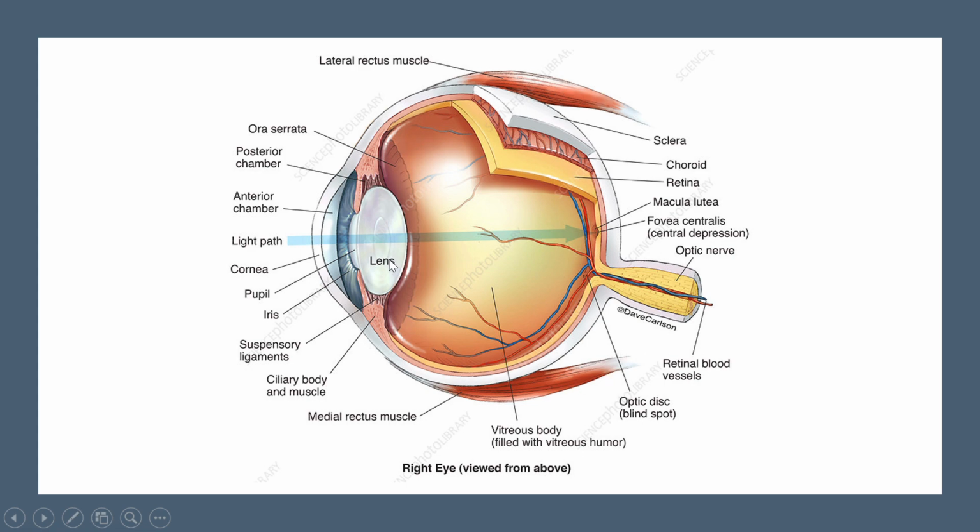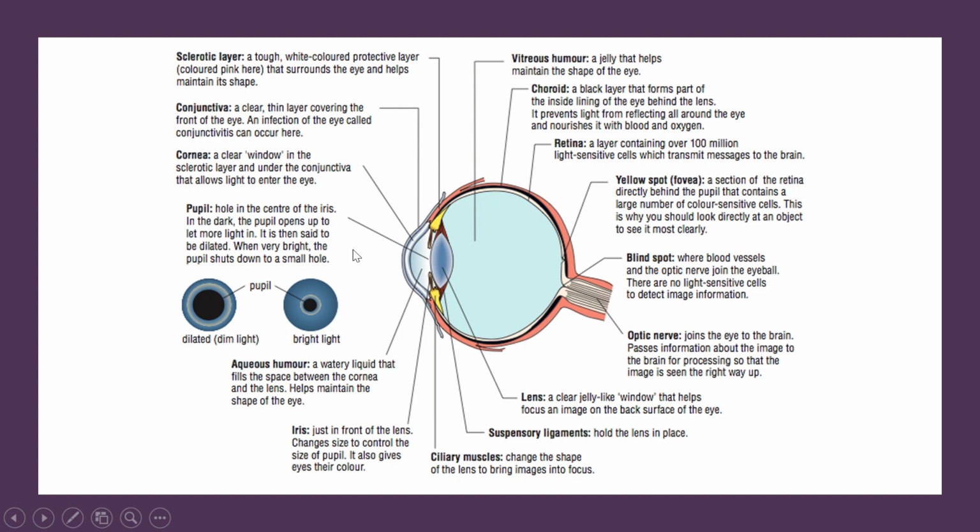Hope you understood the interior parts of the eye. In the slide, you can see all the parts of the eye are labeled along with their functions. You can see the pupil, how it is dilated in dim light and contracted in bright light.